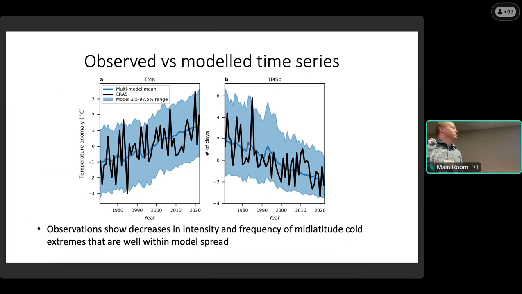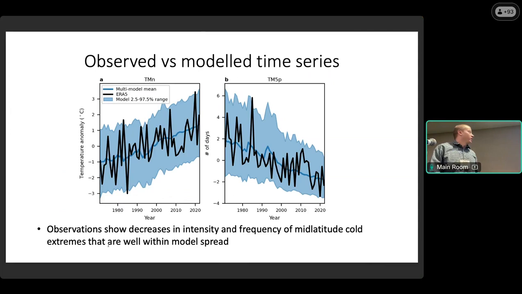And we see that the observations fit well within the model distribution, with only a few points outside the model spread, which is expected. We do see some decadal variability, but again, everything's within the model spread. It's also important to point out that I'm going to be showing some trends that start in 1990, and this is a somewhat cherry-picked start date, as this is a period which sees quite warm temperatures and reduced cold extremes compared to the previous decades.